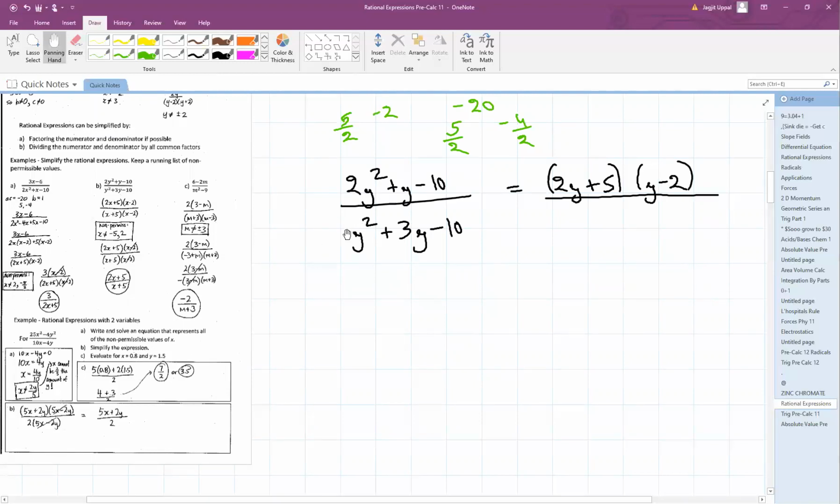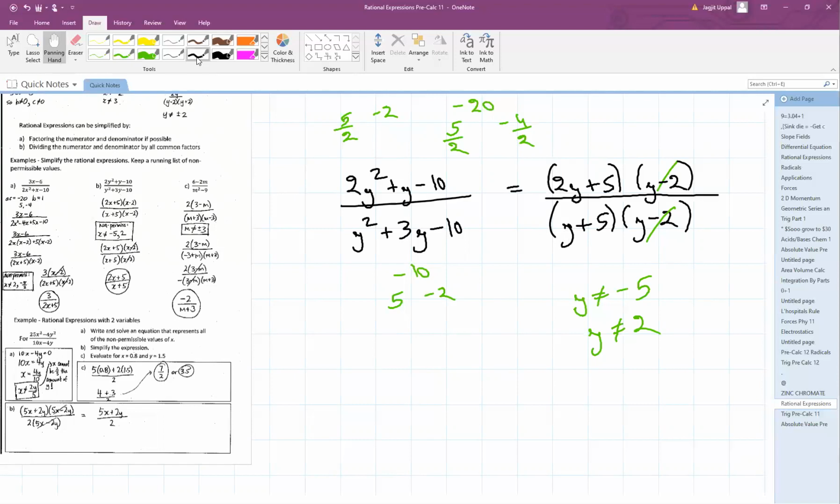Then we're going to factor the bottom. 1 times negative 10 is minus 10. We've got to find 2 numbers. So that's going to be y plus 5. And before you cancel, you need to write the non-permissibles. So you would say y cannot be minus 5 and y cannot be equal to 2. And so your final answer is just going to be 2y plus 5 over y plus 5.